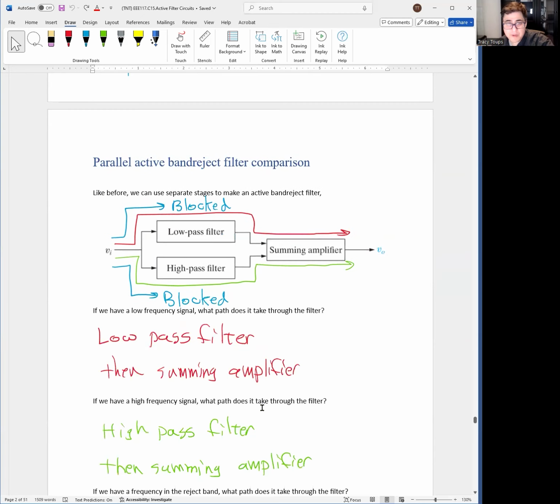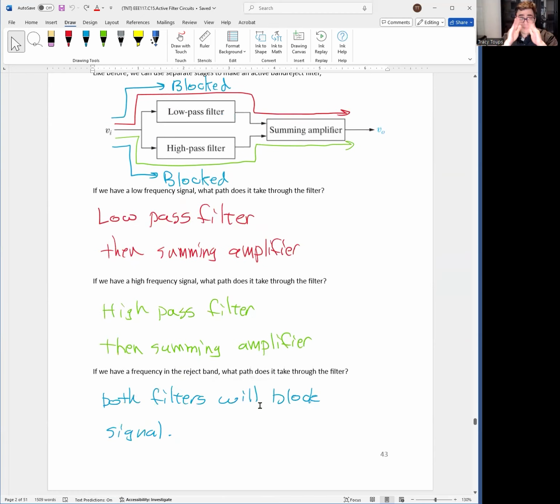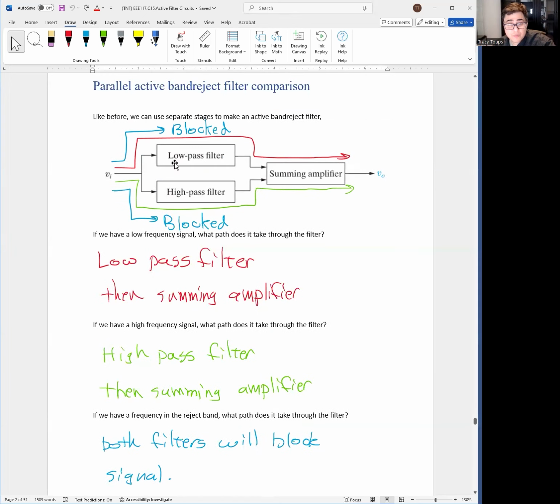So just the big thing to remember is the middle area we want to block and the outer edges we want to let through. Okay. So one way we could do this is we could put the low pass and high pass filter in parallel instead of series, and then after that amplify it. And after it goes through the low pass or high pass stage, we'll amplify it to whatever we want.